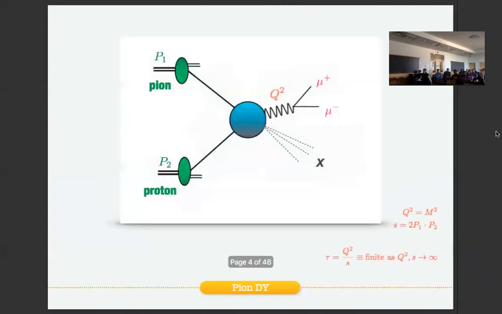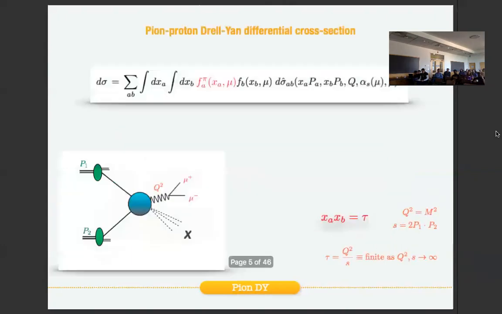Drell-Yan cross-section. So just a picture, I think from TED actually: a pion and a proton, then we go to a lepton pair, that's Drell-Yan, and the Q square is just the invariant mass square of the lepton pair. So for the integrated version, you just have the PDF of the pion, the PDF of the proton, and the hard cross-section.